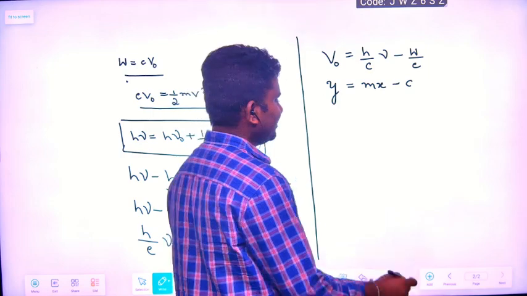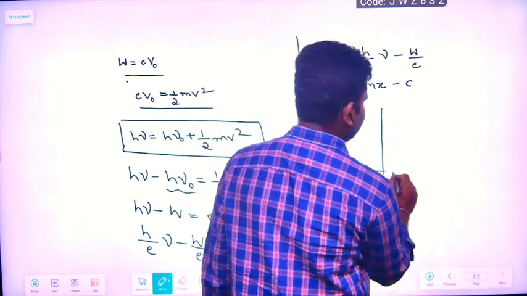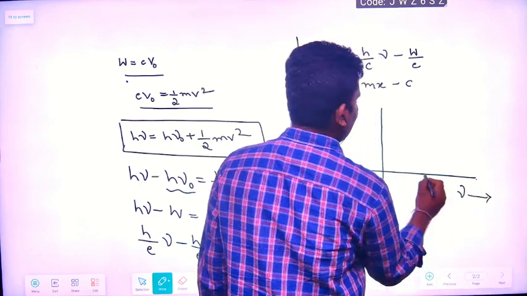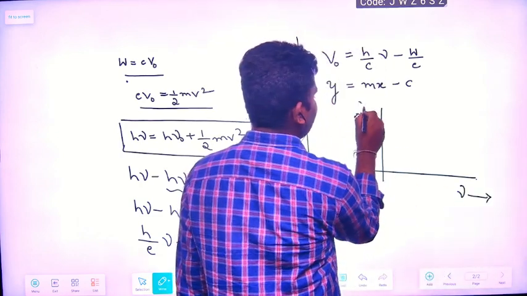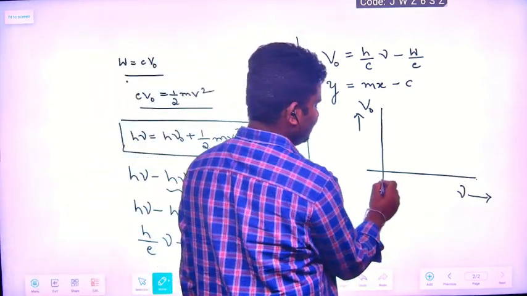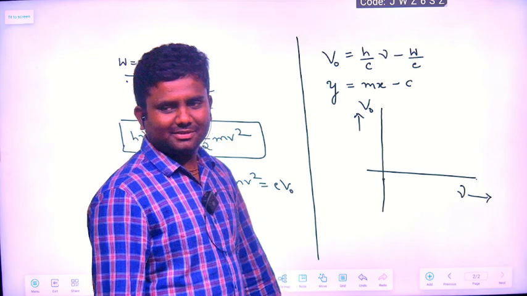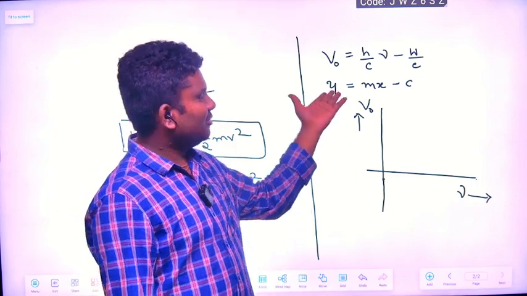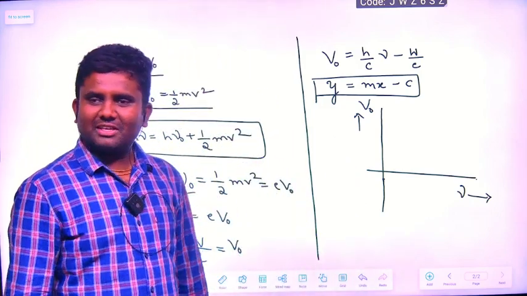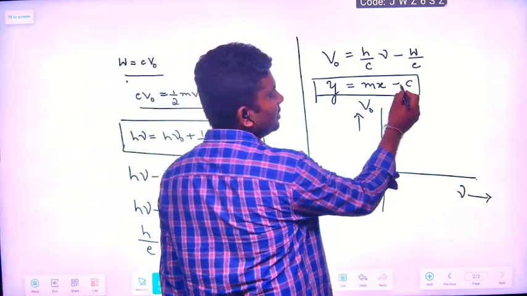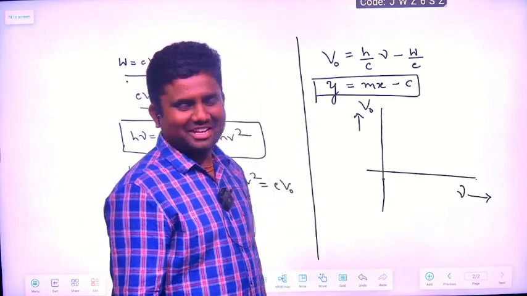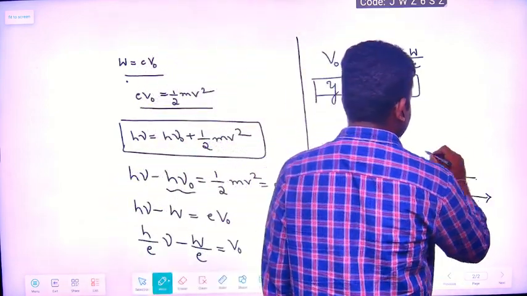Now y is equal to mx minus c. So what is the graph you will get? If you take x versus y, x is frequency and y is stopping potential. How will the graph come? What is this equation? It's an equation of a straight line, so that the intercept C is negative. So how will the graph be? It is like this.